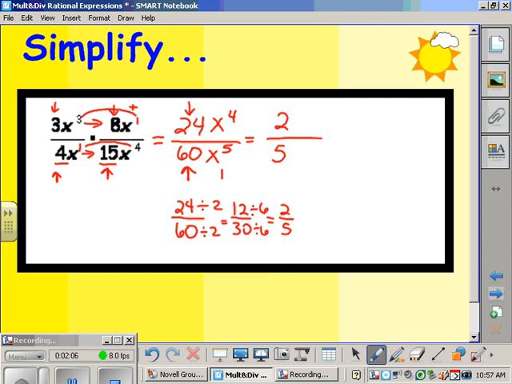Now we'll move to the variables, and x to the 4th over x to the 5th. You're subtracting those exponents. So 4 minus 5 is -1. So because it's -1, we have to move it to the bottom so that it's positive. Now another way to look at that is if you have 4 x's on top and you have 5 x's in the denominator and you cross out all of the matches, notice you have 1 left in the denominator, which is exactly what we're going to put in our answer.